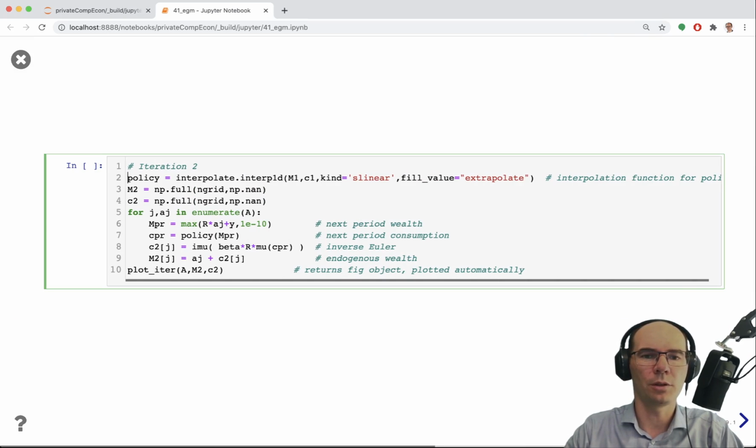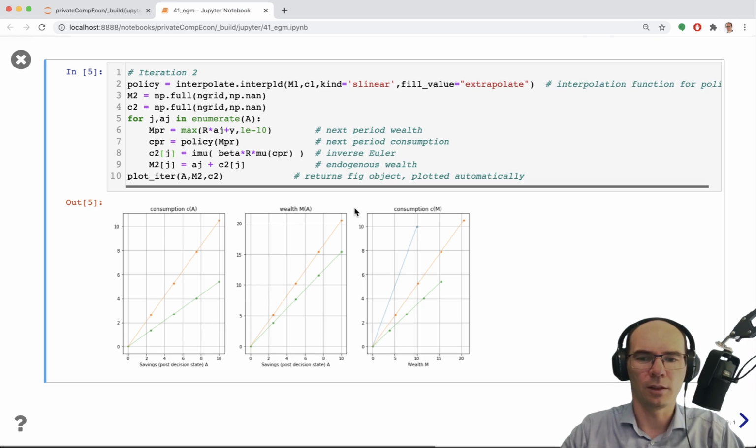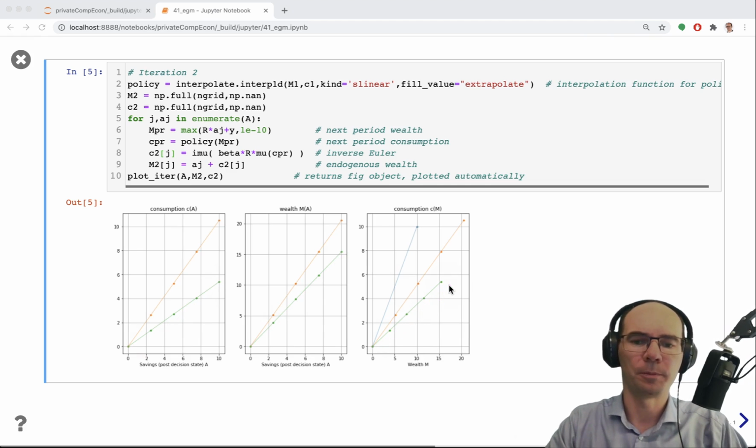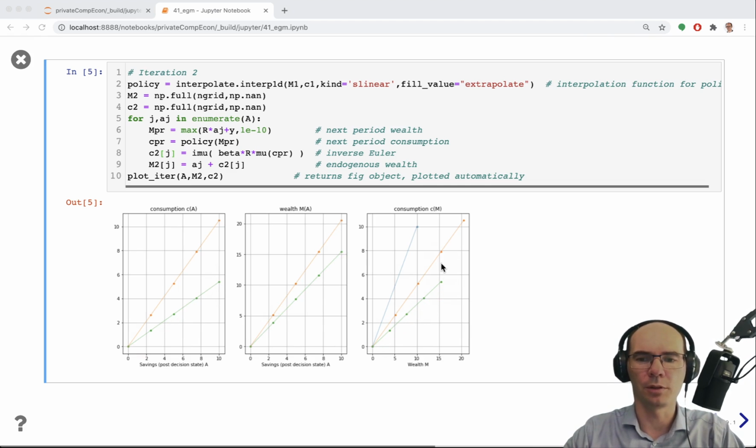Then iteration 2 is doing the same thing, but now we are interpolating the previously updated consumption function. And then we're doing exactly the same steps, but we're producing the new grid C2 and M2. And here's our third. I'm reusing the figures that we already plotted, and therefore we get the lines saved there. And so this green line is our next iteration. And you can see how it sort of lowers down a little bit more.